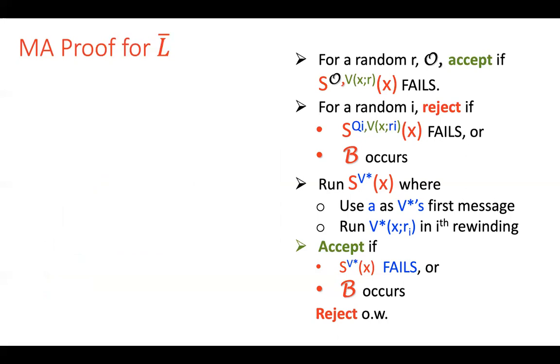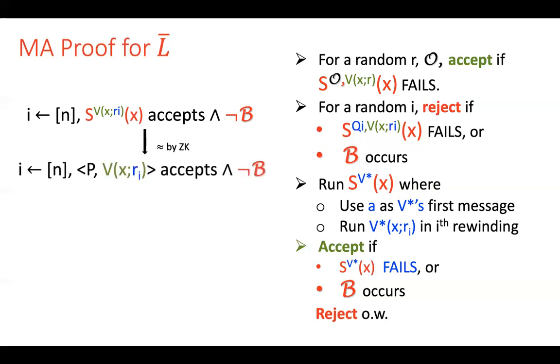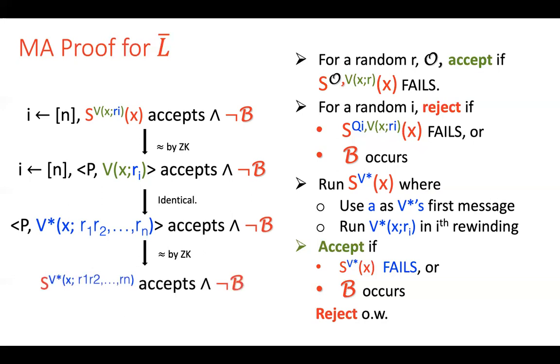Now I need to make sure that in the second step, let's see what happens. If you give me Qi and Ri where the simulator fails, I reject right away, or if this event B occurs. So if it has passed the second step, meaning it hasn't rejected already, we have that for a random i, S accepts and B does not occur. Now, again, we're going to follow the same logic, which means that by zero knowledge, the prover on this verifier will accept, and this bad event will not occur. And we just follow exactly the same thing, and you will have that S with this verifier will accept without this bad event occurring, and you will reject at the end of it.